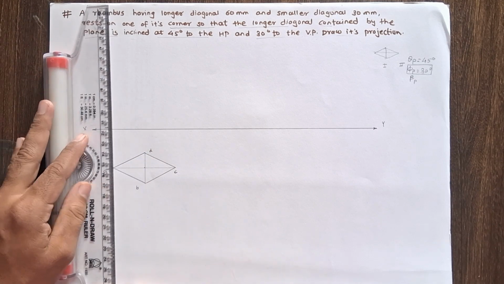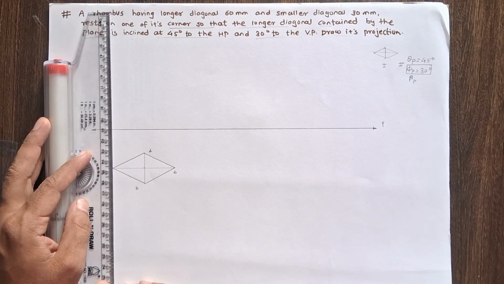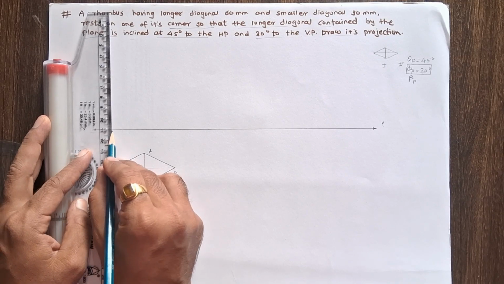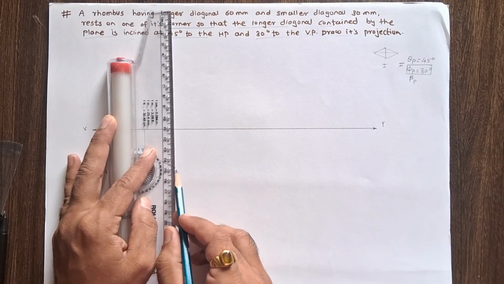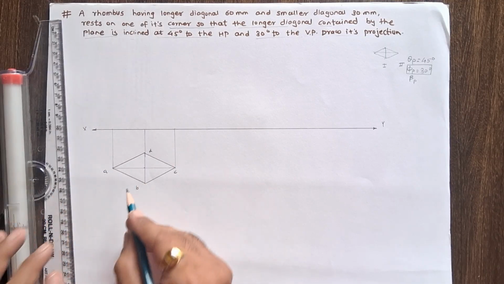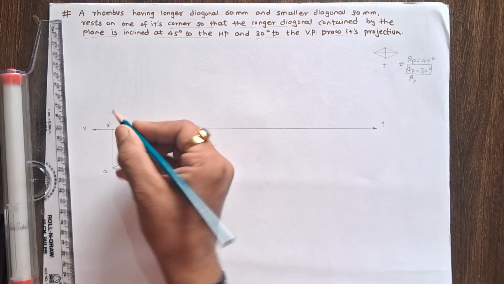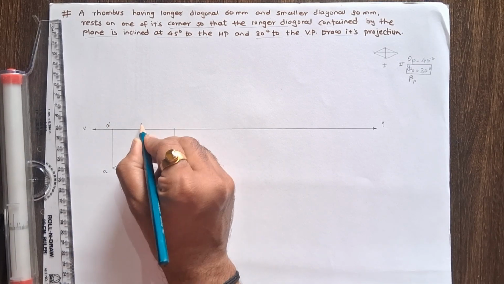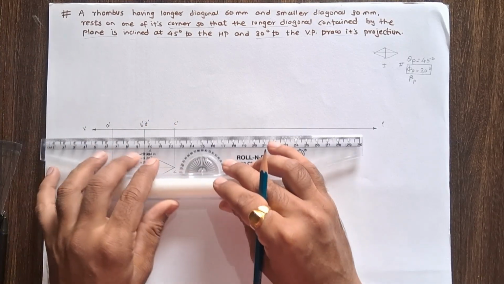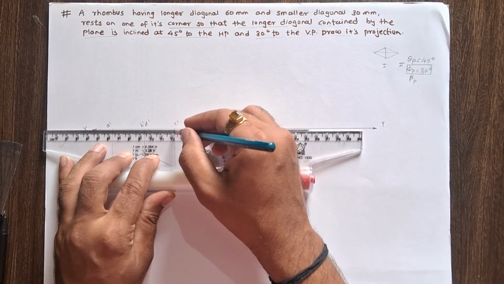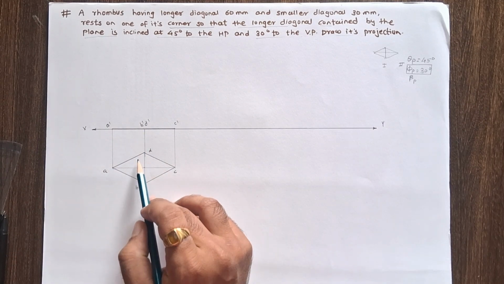Now project the points A, B, C, D on XY. By using a thin line, take a projection from the stage 1 top view. Project A up to the XY line. So this is A dash. This is the projection of B and D, so this is B dash, D dash, and this is C dash. Join A dash and C dash by using a thick line. So this is the stage 1 front view and top view.